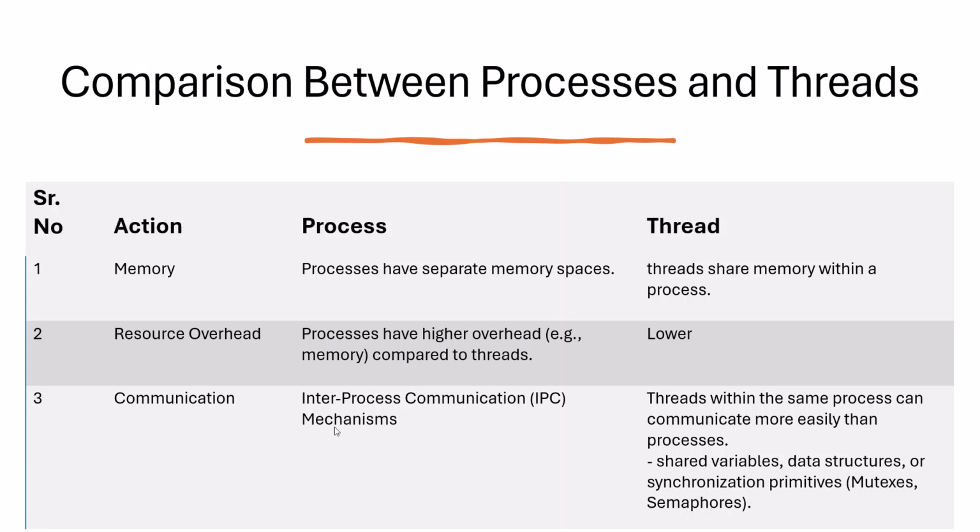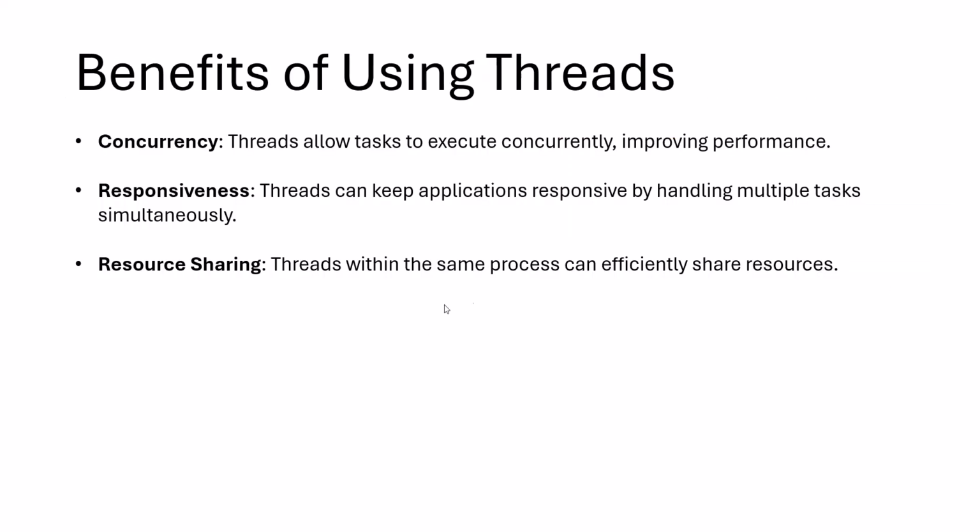But with processes, as they have separate memory spaces, we need some mechanism to communicate between the two processes. For example, interprocess communication. This is one of the IPC mechanisms which we use for communication between two processes. So these are the three main differences between process and threads.